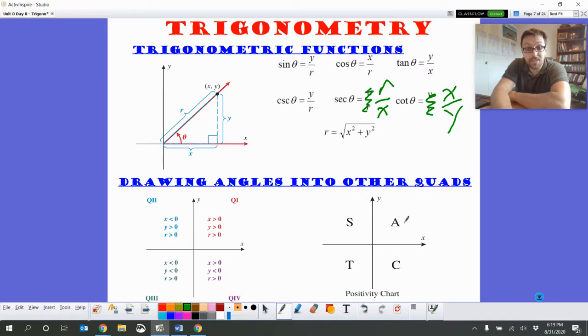There's also this positivity chart. All students take calculus, all senators talk crap, whatever you used. In this quadrant, all three of our trig functions are positive. In this quadrant, sine is positive, but tangent and cosine are negative. Here, tangent is positive, but sine and cosine are negative. Here, cosine's the only thing that's positive. So this is talking about who's positive in what quadrants.